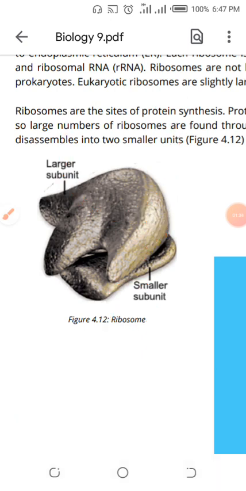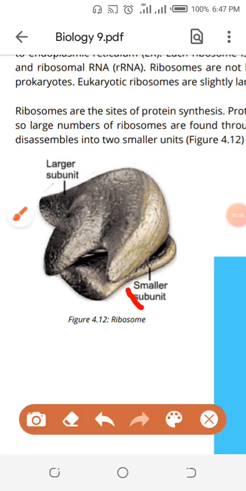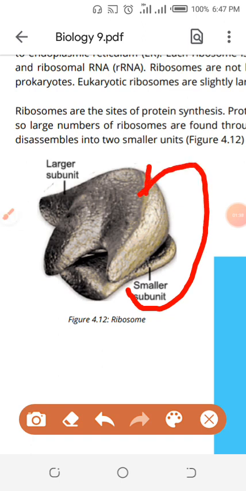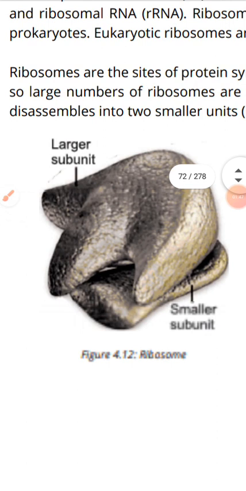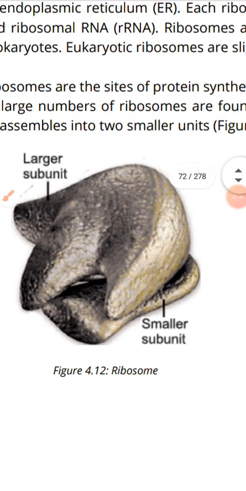If you watch this figure closely, you see that both units are attached with each other. This is the smaller ribosomal unit, this is the larger ribosomal unit, and they are attached with each other. It means they are in the process of the formation of the protein.